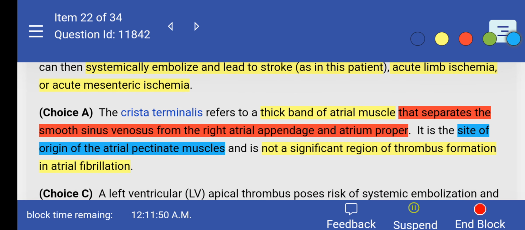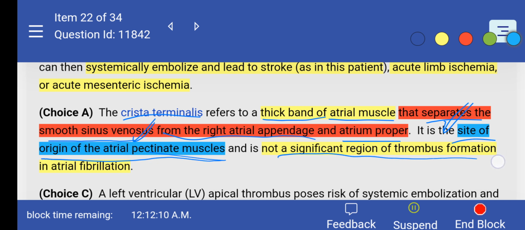Why not option A? Because the crista terminalis refers to a thick band of atrial muscle that separates the smooth sinus venosus from the right atrial appendage and atrium proper. This thing is to be noted. It is the site of origin of the atrial pectinate muscles, and is not a significant region of thrombus formation in atrial fibrillation.